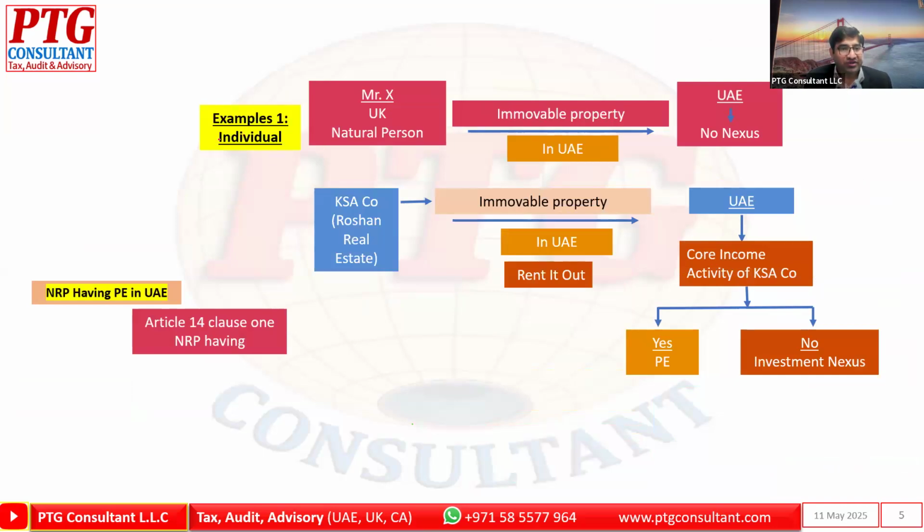Example one, the individual. Focus over here. Individual means natural person. Mr. X is a UK resident, natural person. He buys immovable property in UAE. Mr. X, resident of UK, natural person, buying immovable property in UAE. Does he have the nexus? Guys, does he have the nexus?